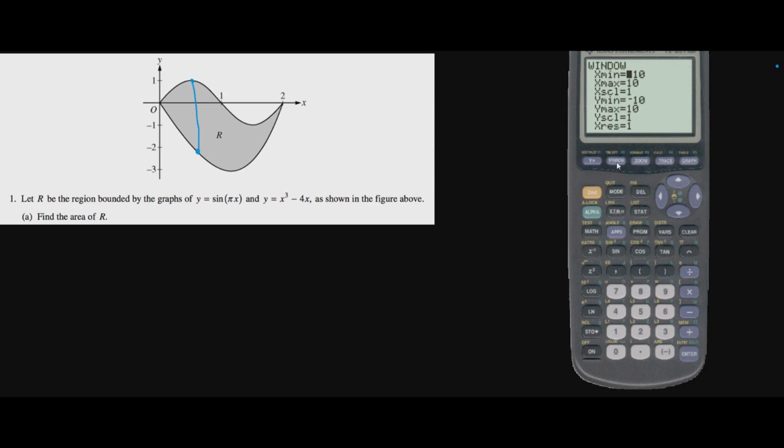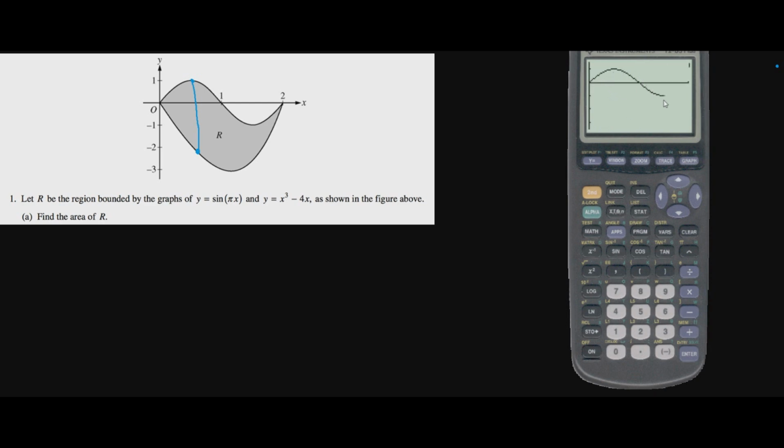I'm gonna go to window. I'm gonna change it just to this graph, so it's from 0 to 2. This is my x values, and my y values I guess I'll put y minimum negative 3.5, just so I can get an image of up and above, and my y maximum I'll put at 1.5, right? I just want to be able to get a visual image. So I got that there. Bam. I'm going to go ahead and hit graph.